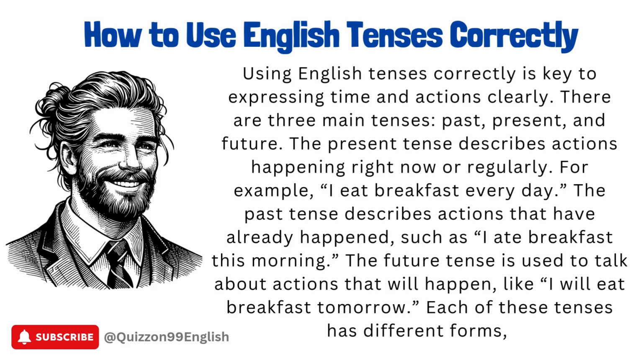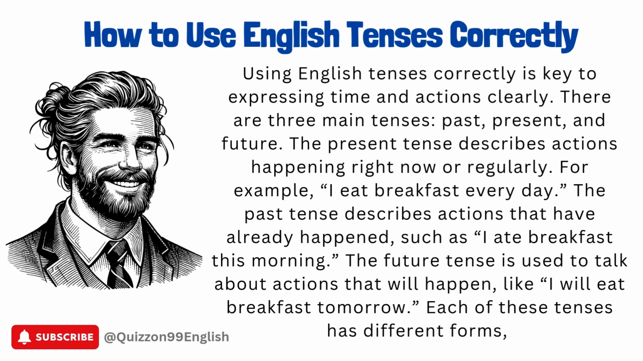For example, I eat breakfast every day. The past tense describes actions that have already happened, such as I ate breakfast this morning. The future tense is used to talk about actions that will happen, like I will eat breakfast tomorrow.